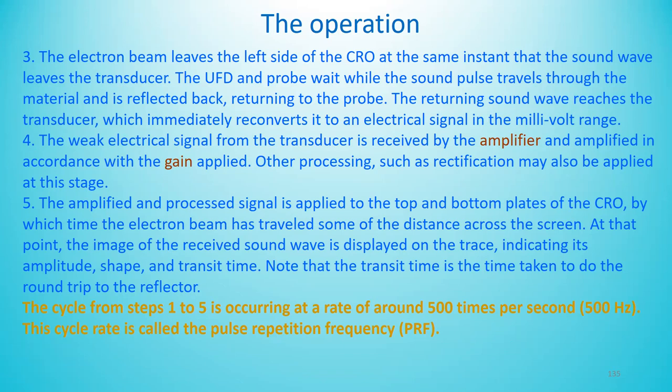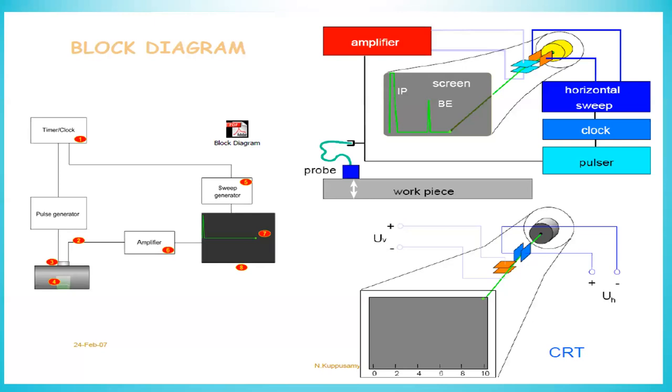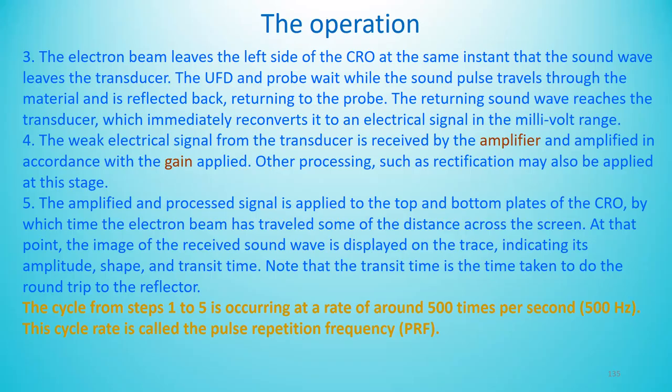At that point, the image of the received sound wave is displayed on the trace, indicating the amplitude, shape, and transit time. Note that transit time is the time taken to do the round trip from the reflector to the reflector. The cycle from steps 1 to 5 is occurring at a rate of around 500 times per second, 500 hertz. This cycle rate is called the pulse repetition frequency, PRF.